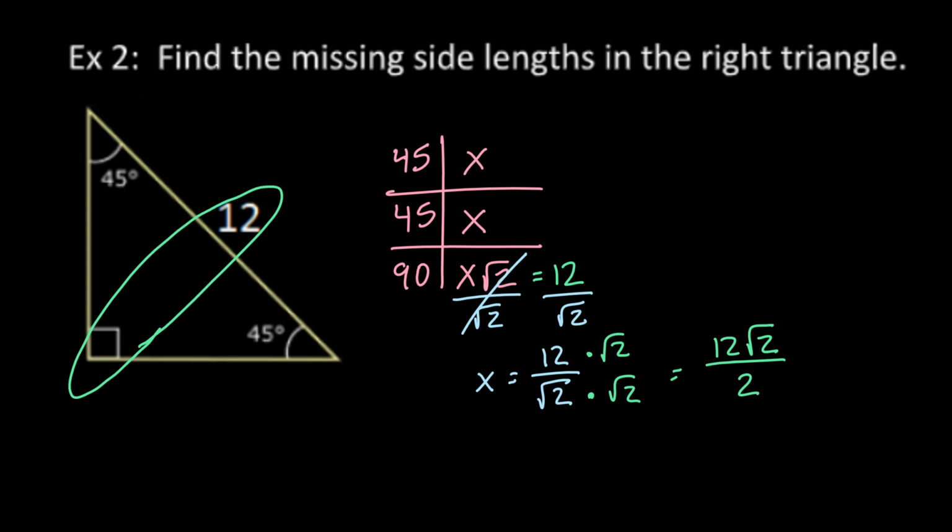So that's our next step. Can this be simplified some more? Yes. What goes into both 12 and 2? Yes, 2. How many times does 2 go into 12? And how many times does 2 go into 2? Am I also going to simplify the number inside the radical? Why not? What have I already divided a 2 out of?